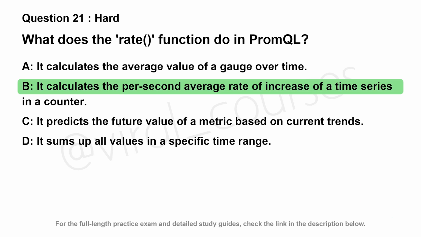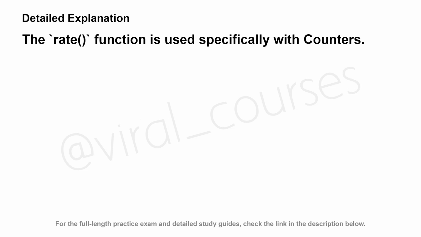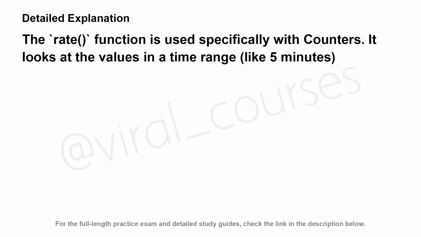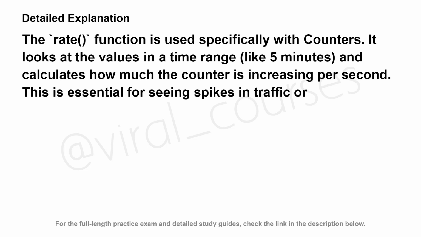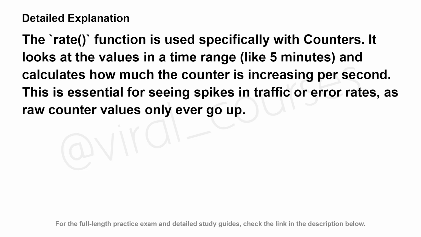The correct answer is B. The rate function is used specifically with counters. It looks at the values in a time range, like 5 minutes, and calculates how much the counter is increasing per second. This is essential for seeing spikes in traffic or error rates, as raw counter values only ever go up.